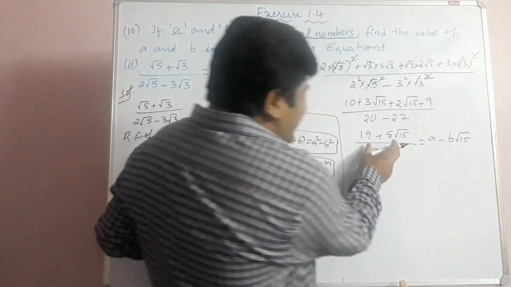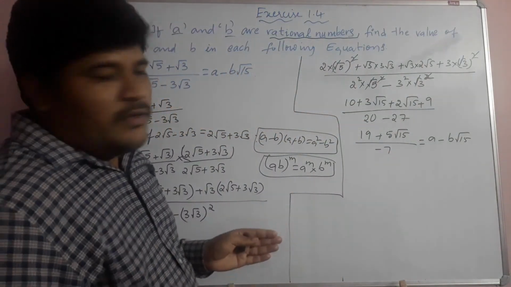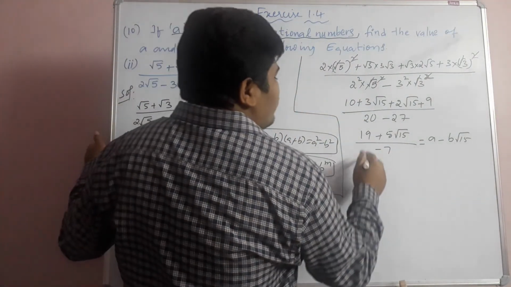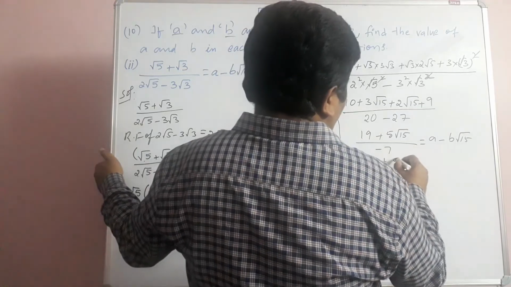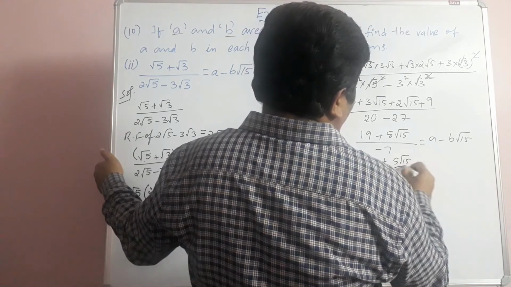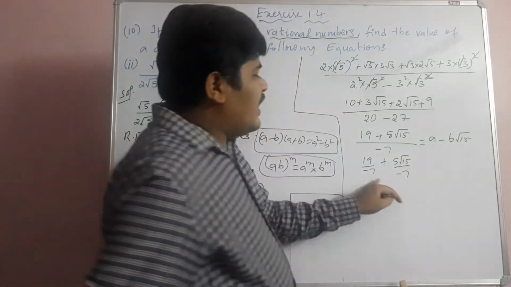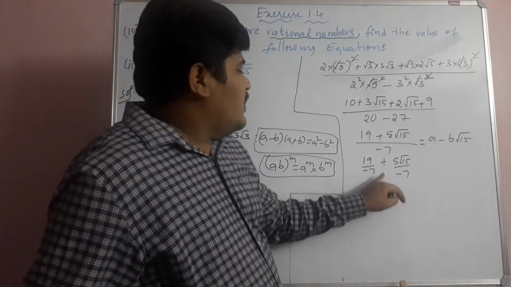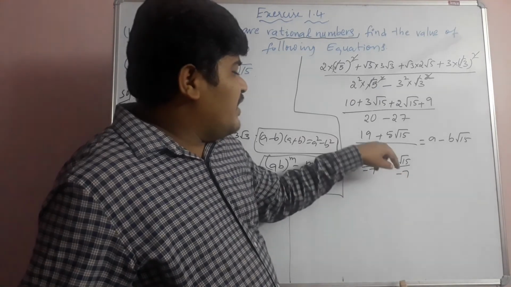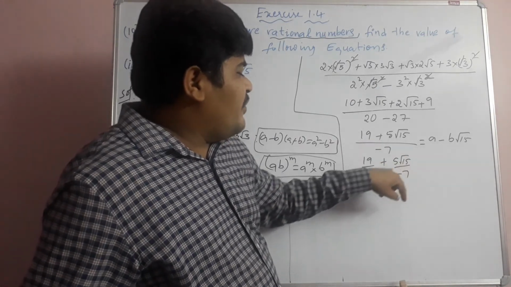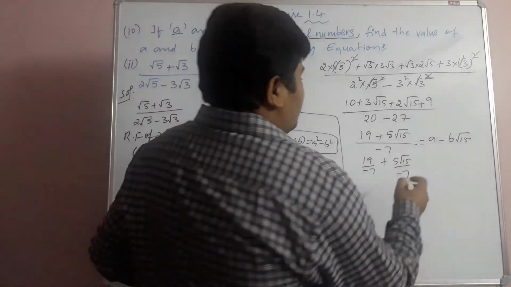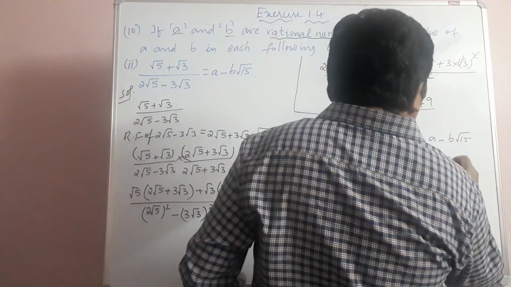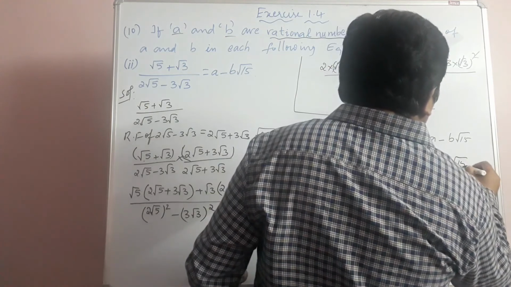And students, you can split this expression. If you write it separately, you can also write it as 19 by minus 7 plus 5 root 15 by minus 7. We can write like this, like fractions. If you simplify again, you will get this one, (19 plus 5 root 15) by negative 7. The same thing will come. I am just splitting it, and that is equal to a minus b root 15.